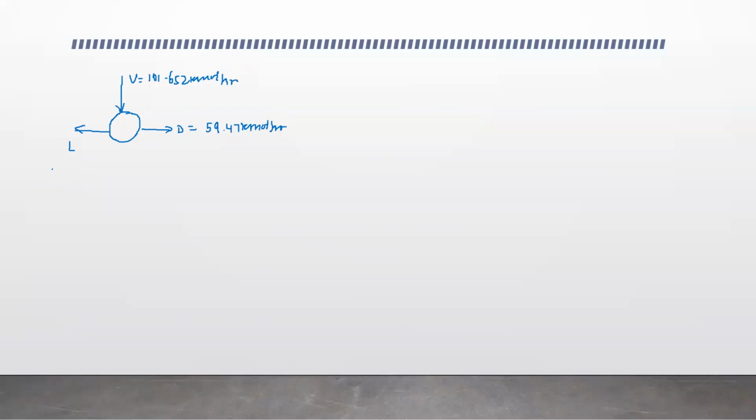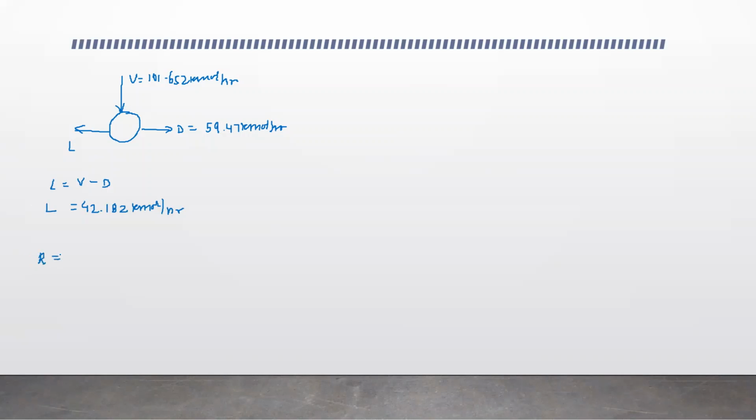So when we form the overall material balance equation, you will get from here V is equal to L plus D, hence L is equal to V minus D. It is 101.652 minus 59.47, right? That is 42.182 kilomole per hour. Okay, you have to calculate the reflux ratio.